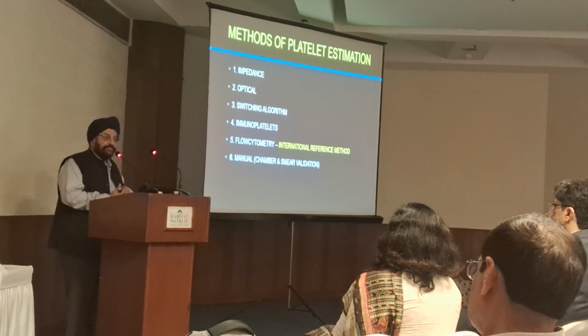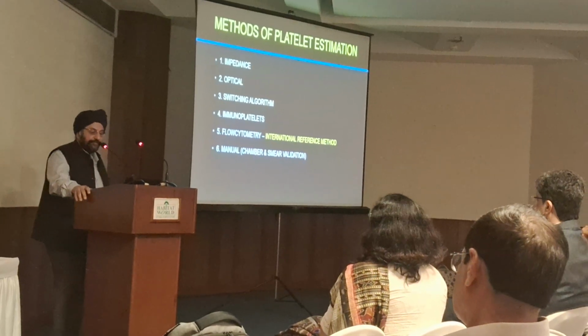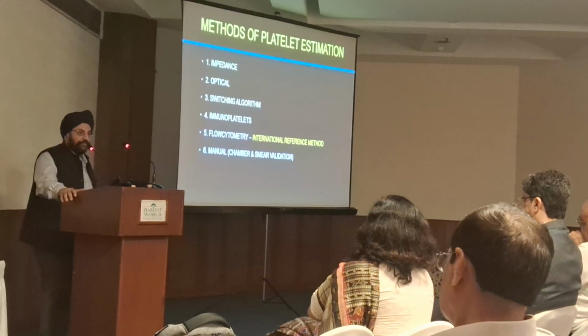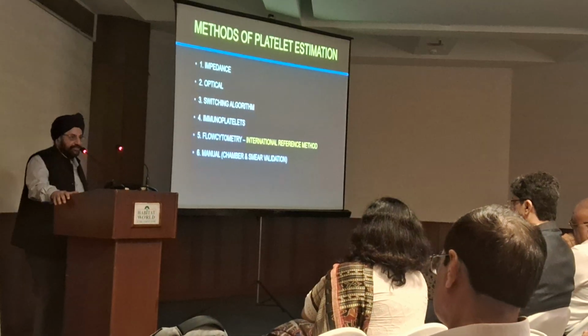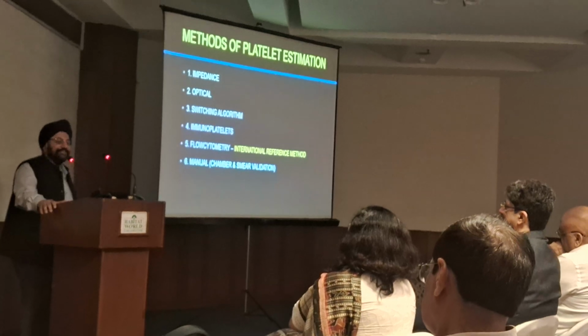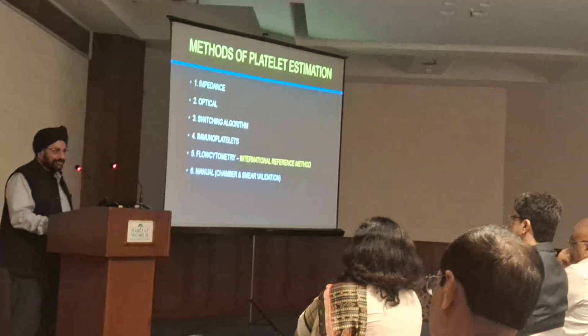Then we have immunoplatelets, which are nothing but CD61 tagged platelets. They are as good as the reference method, which is flow cytometry. And last but not the least, the manual method that we've been doing for donkey's ears, chamber and smear validation. And believe you me, sometimes even the fluorescent platelet cheats me. I always go back to the manual method. It is the most time-tested method.